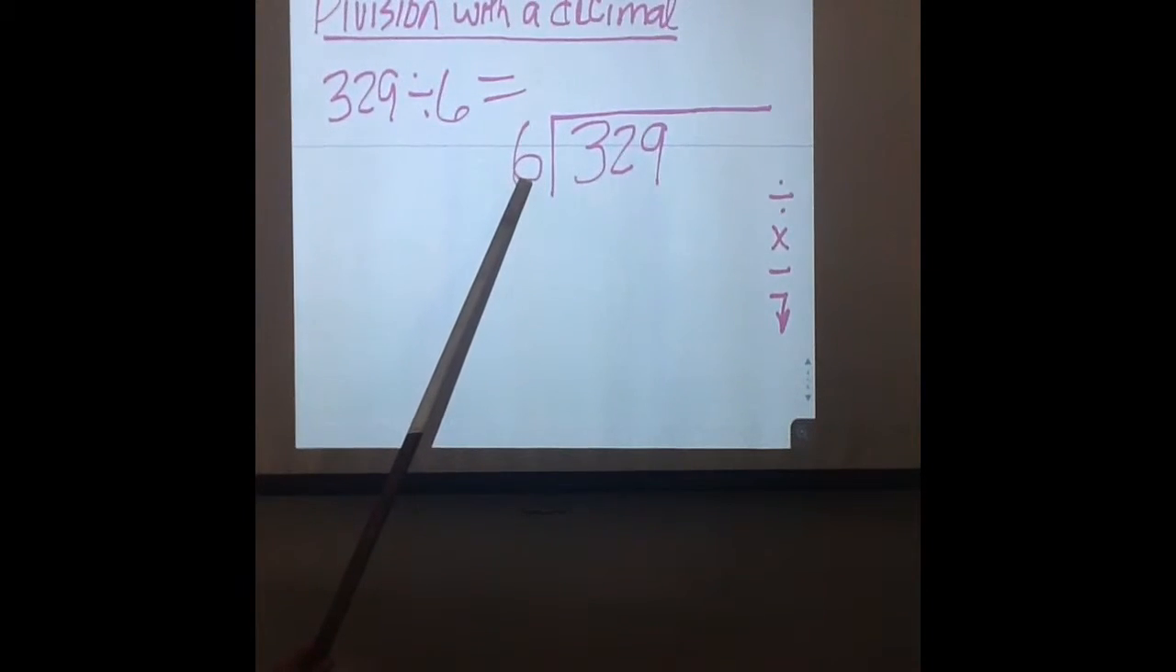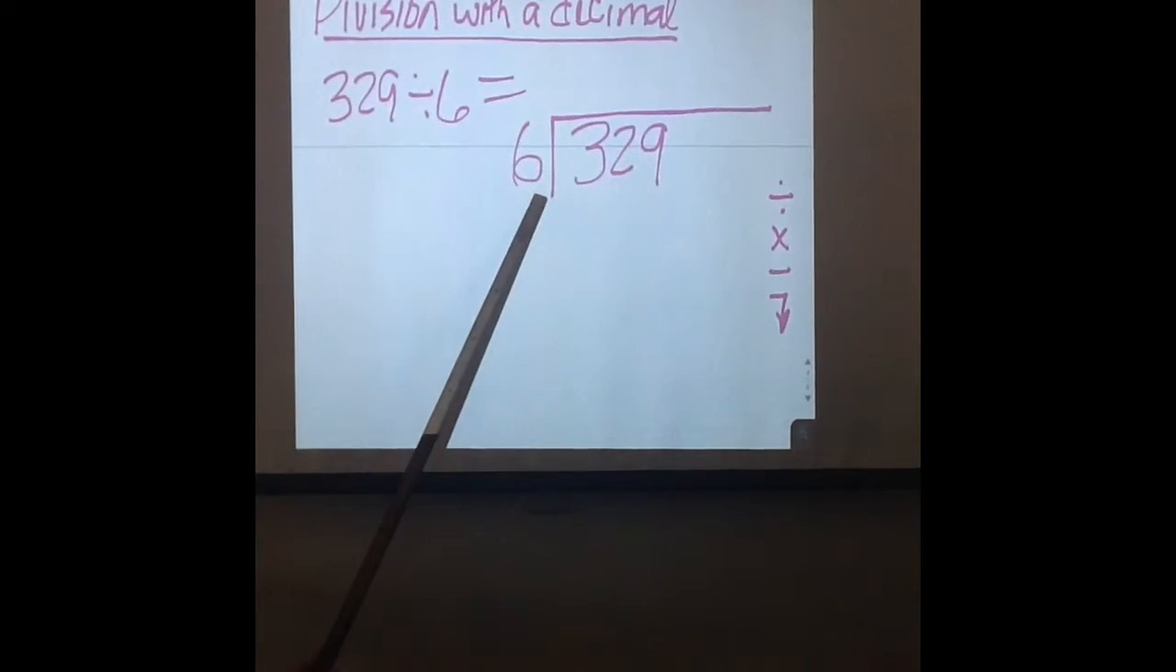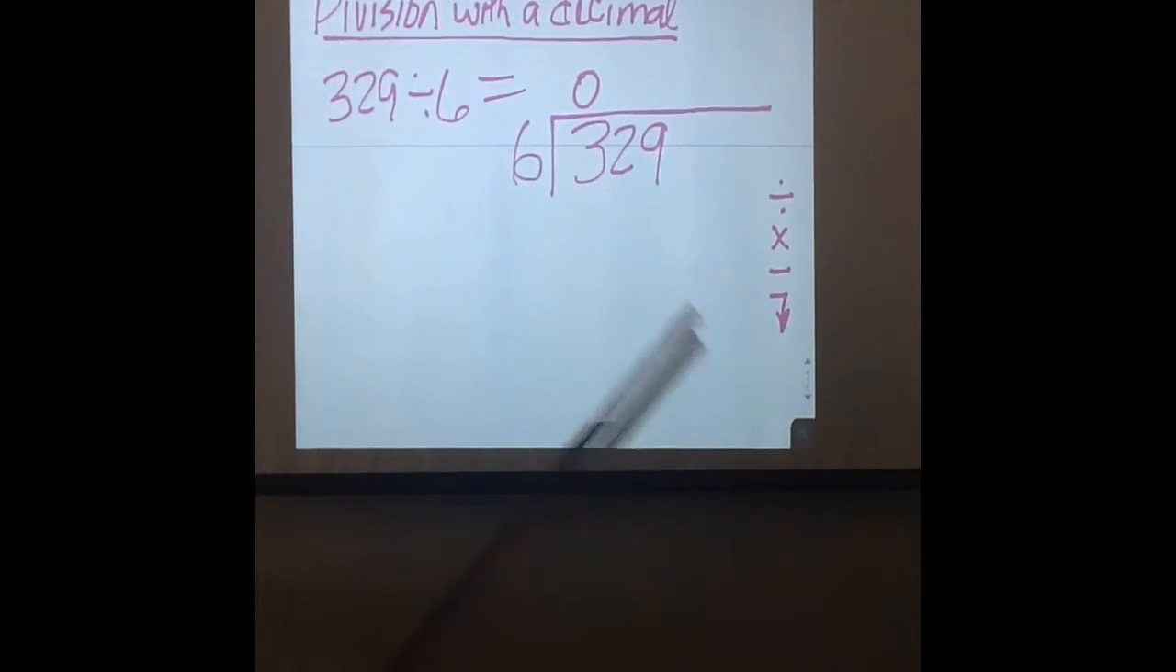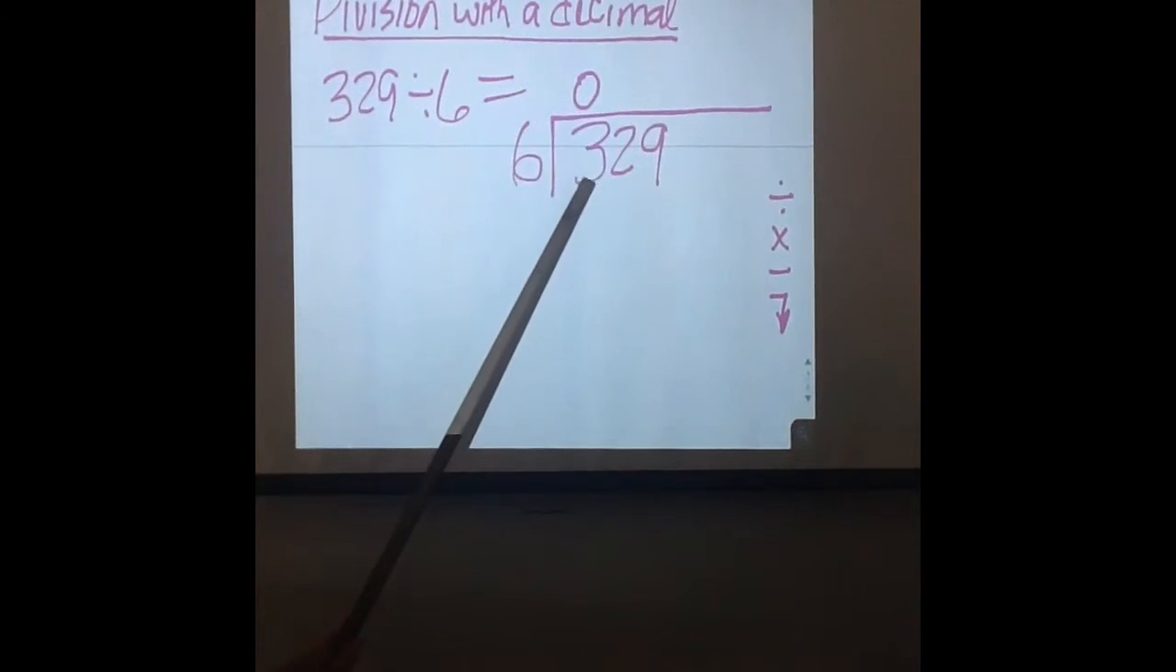So we ask the daddy divide question, which is how many sixes, if we had 6 fingers up, how many 6 fingers do we have in 3 fingers? Well, I hope you said we don't have any. You're right. We only have 3 fingers up, Mr. McGuire, so we put a 0 above the 3.